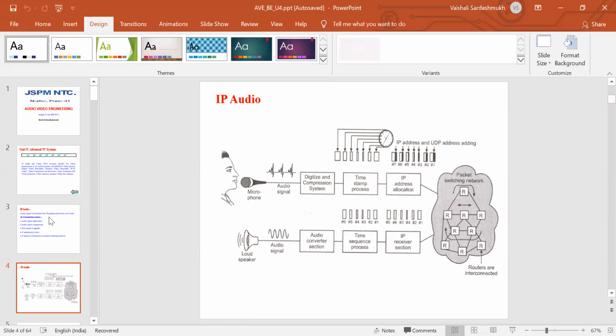The IP packet is transmitted to the desired location through the routers, and at the receiver, the IP receiver section receives this packet. Depending upon the time sequence stamped at the transmitter side, it is decoded and given to the audio converter section. The audio converter converts the digital signal into a decompressed signal and further to an electrical signal, which is given to the loudspeaker for converting electrical to sound signal. So this is the travel of an audio signal from a mic through an internet protocol network to the receiver side.